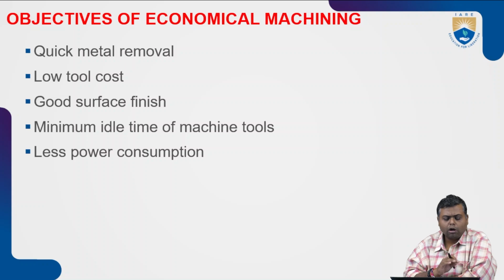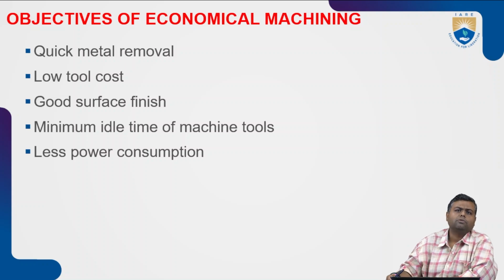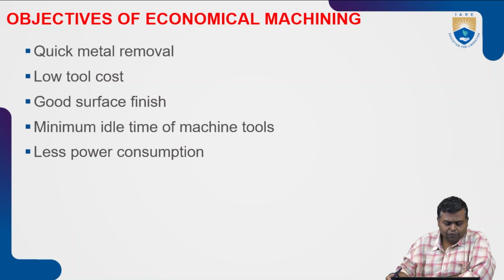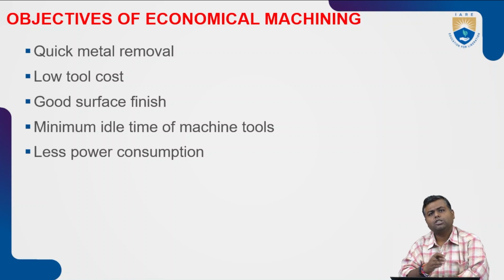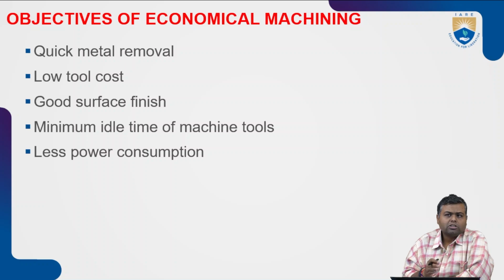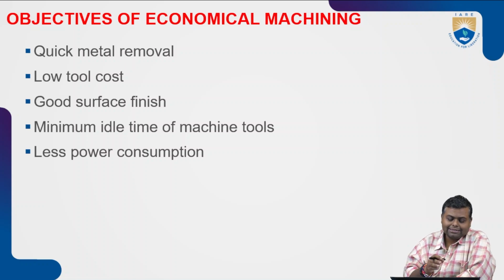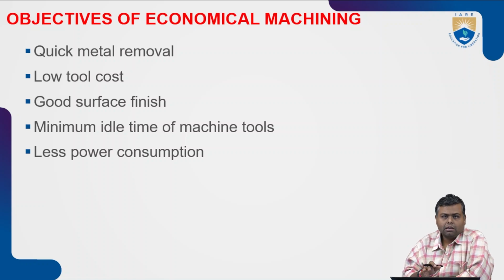If you want to have economical machining, you need to maintain the tool cost very low. Next, a good surface finish should be obtained. Next is minimum idle time of the machine. That means there should not be any gap from operation to operation. There should not be any idle time, so that the machine utilization is 100%. Then only I can say it is economical machining. The last one is less power consumption.